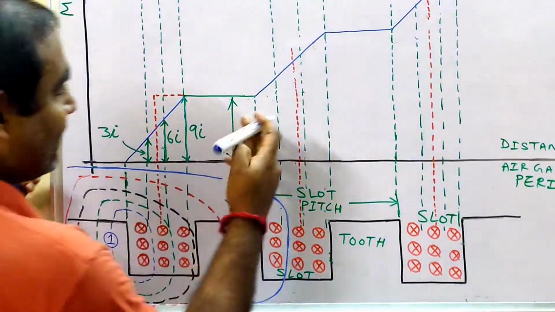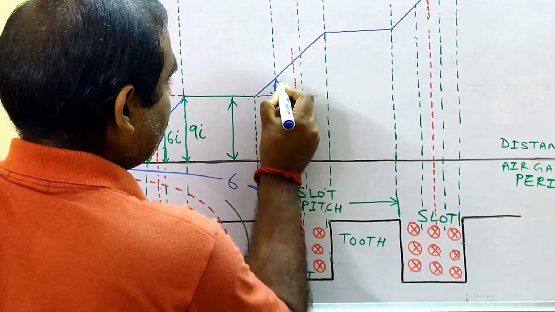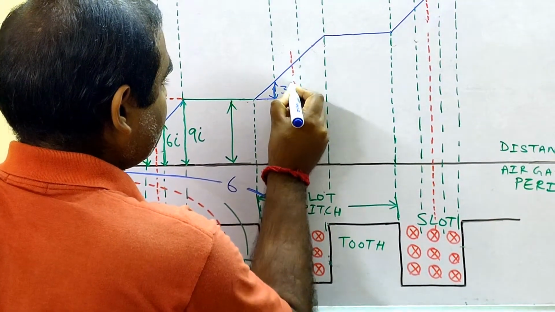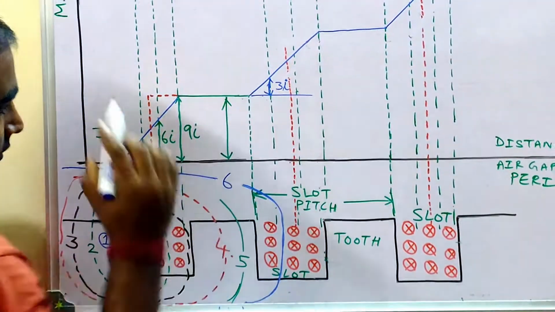Because this is 9i and this portion happens to be your 3i. Okay, this is your 3i. This is your 3i. So 9 plus 3 is 12.